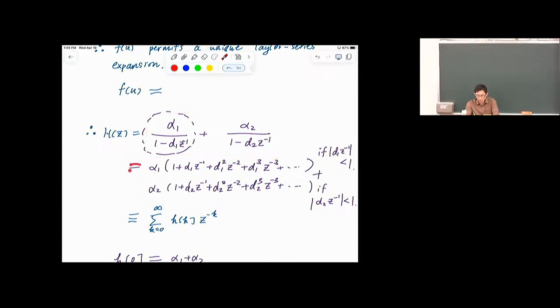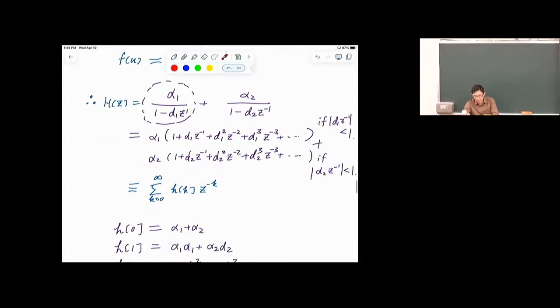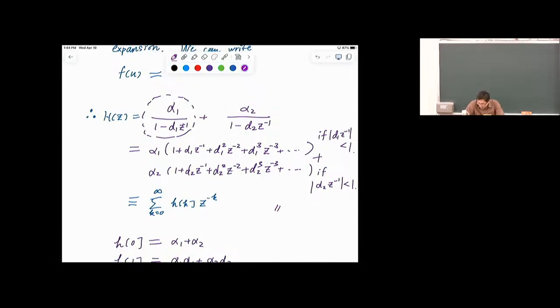The equality holds as long as this region and that region have an intersection. If there is an intersection of the two regions, then we don't worry. Just go ahead and write down the equality. And then, why do we want to write this down in this way? Because when we write h of z as the sum of two power series, now we have the sum of two power series.